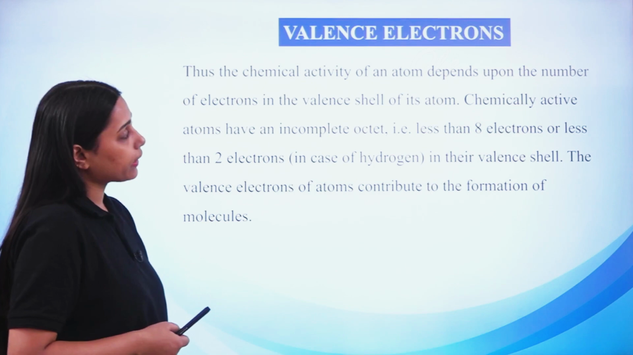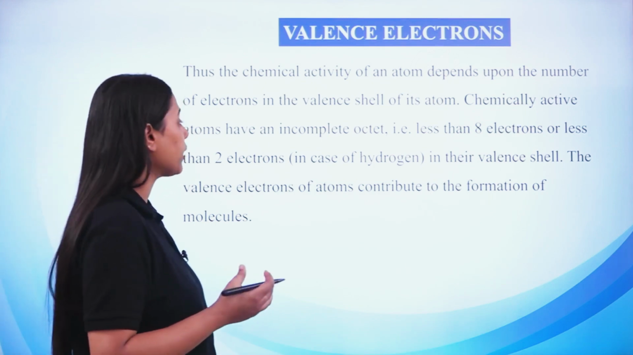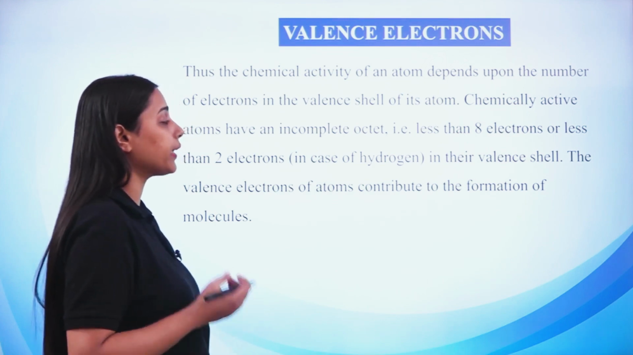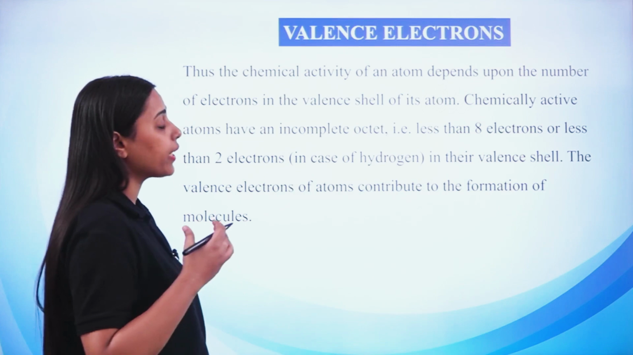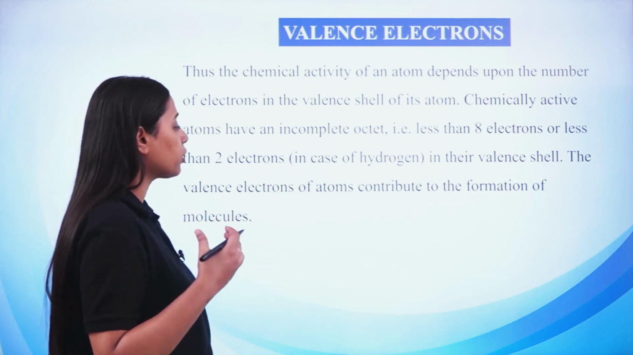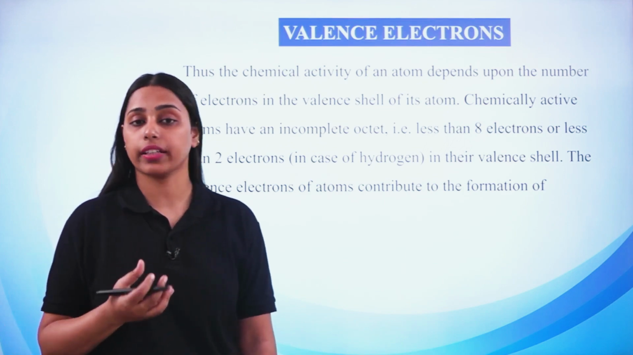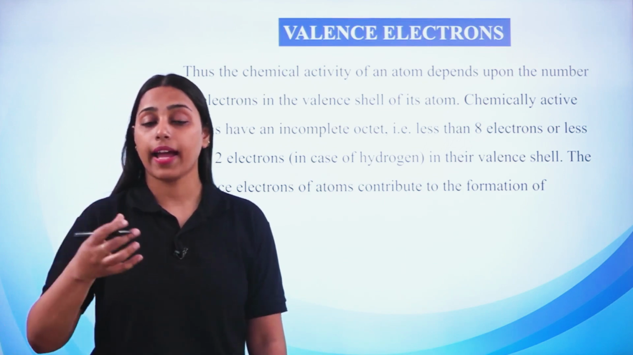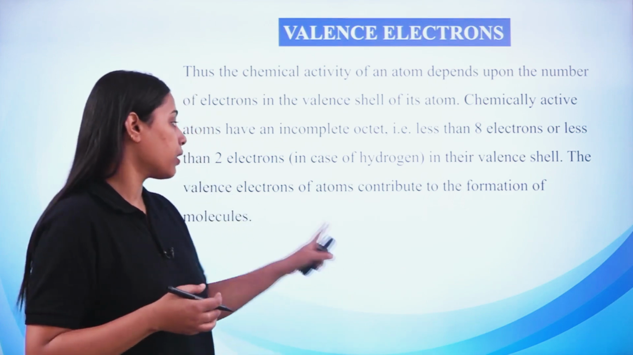Thus, the chemical activity of an atom depends upon the number of electrons in its valence shell. Chemically active atoms have an incomplete octet, that is less than 8 electrons, or less than 2 electrons in case of hydrogen, in their valence shell. The valence electrons of atoms contribute to the formation of molecules. So they lose, gain or share these electrons in order to become stable, and that shows their valency also, and they do so in order to form molecules.